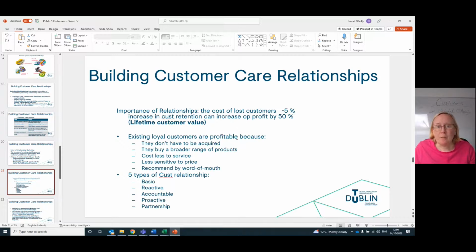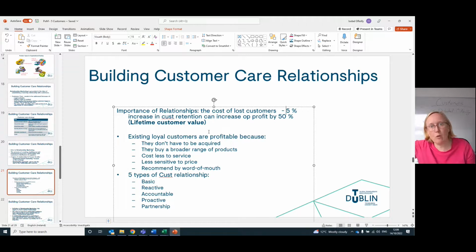So the importance of relationships, we've mentioned it's cheaper to keep customers than to try and continue to get new customers. And here we have the cost of lost customers, where a 5% increase in customer retention can increase our operating profit by 50%. And that is our lifetime customer value, because we will be growing and growing and growing if we can do that.